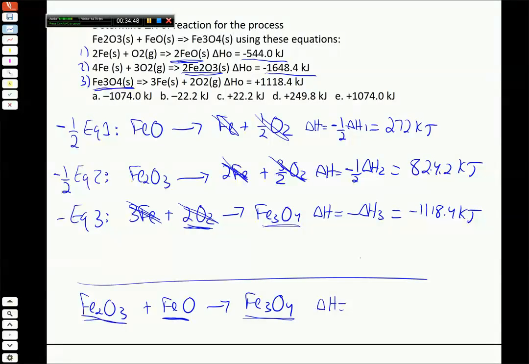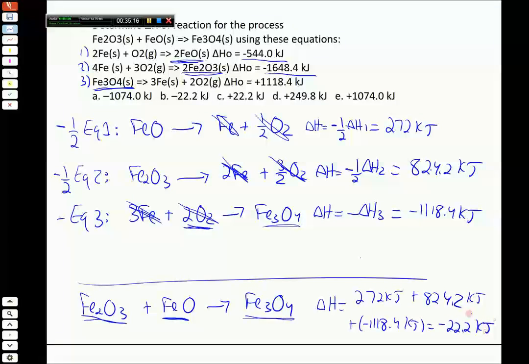So the three equations add together correctly, and then the delta H is just going to be the sum of the 3 delta H's. 272 plus 824.2 plus minus 1118.4. So what we get for that is minus 22.2 kilojoules. Right, so they almost completely cancel each other out, but we get minus 22.2, or what we call this comproportionation of these two iron oxides.